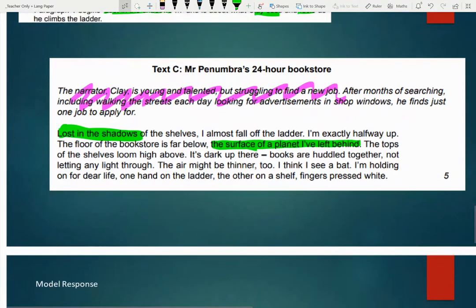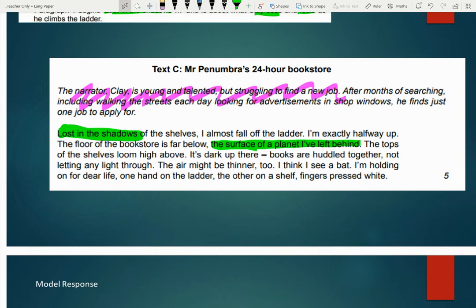The tops of the shelves loom high. I could definitely talk about looming high. He feels intimidated, scared. That's something that he sees and feels. It's dark up there. Books are huddled together. That's a nice bit of personification. Books being huddled together. Does it really tell me about what Clay feels, though? Maybe not. I can't think off the top of my head what I would say.